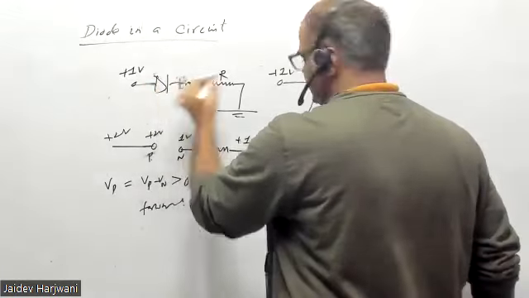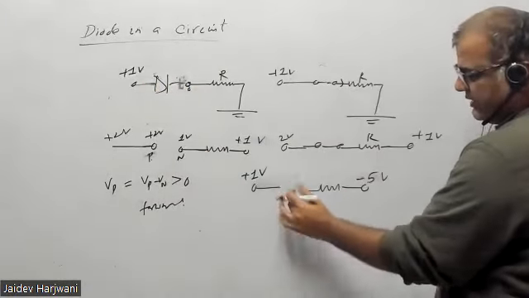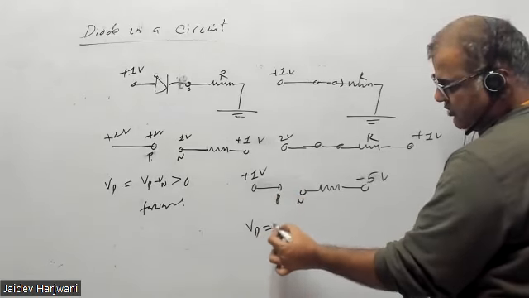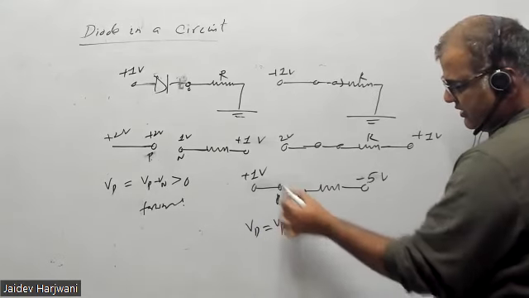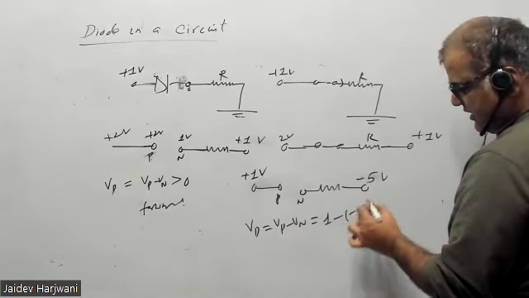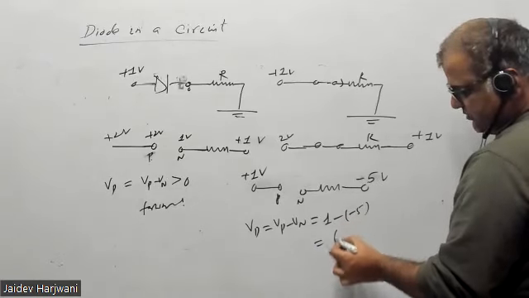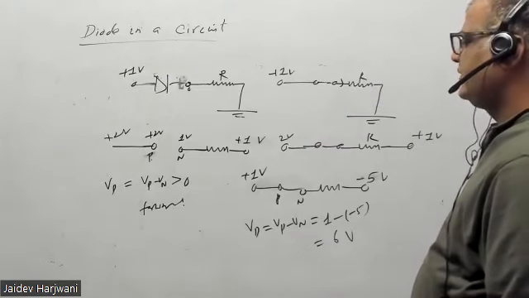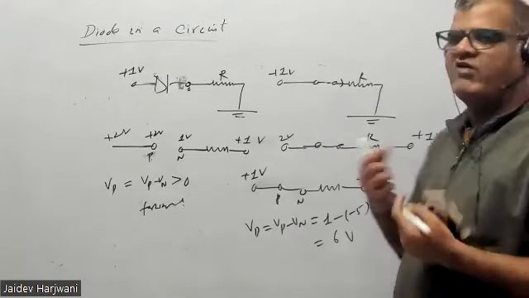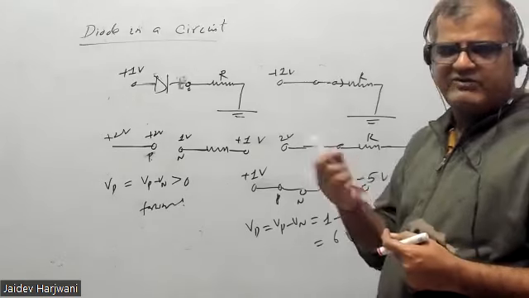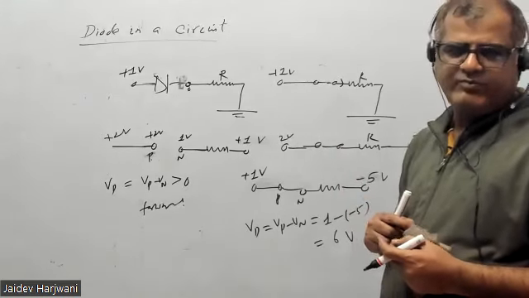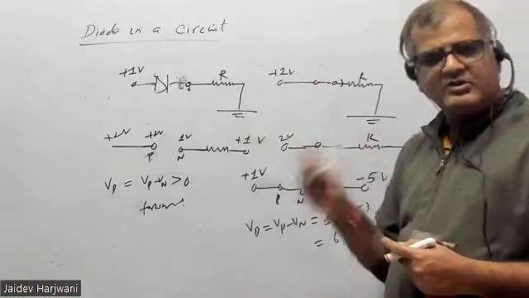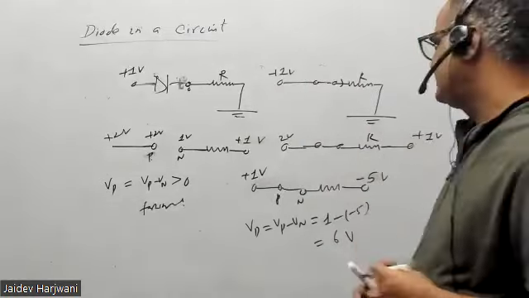Again you make it open. This is the P, this is N. The voltage drop across the diode, Vp minus Vn, is 1 minus (minus 5), which is plus 6 volt. The diode is forward biased, because forward bias means P with positive, N with negative. Either you make P more positive, or you make N more negative. Both mean the same. That is a forward bias.